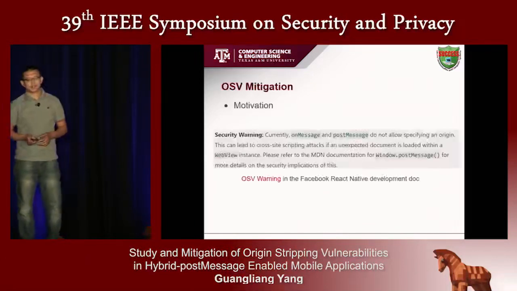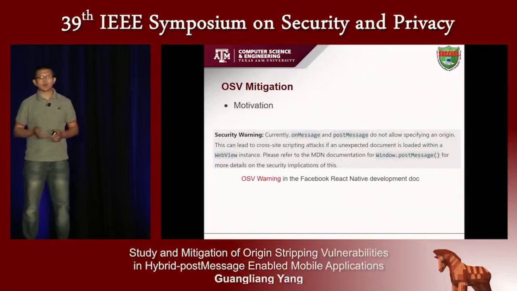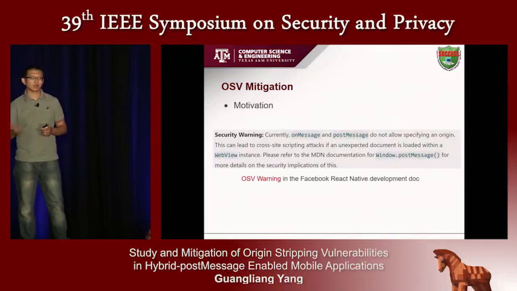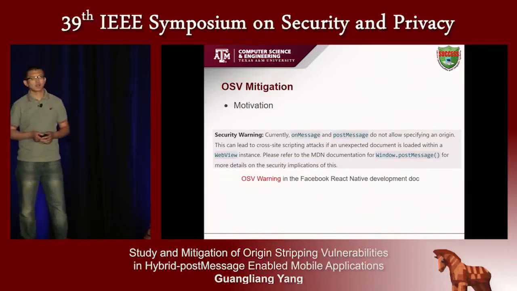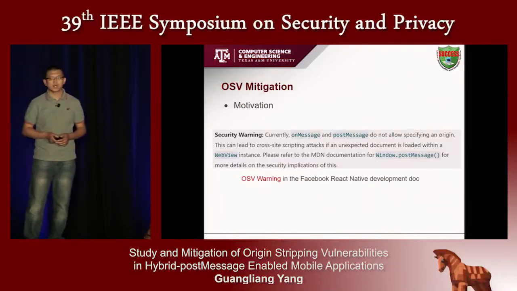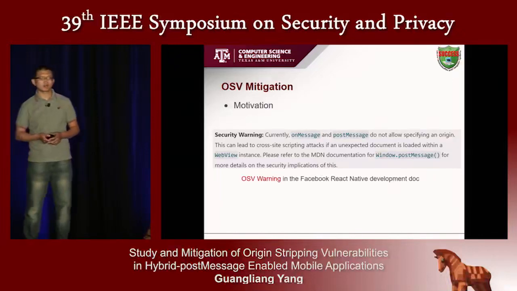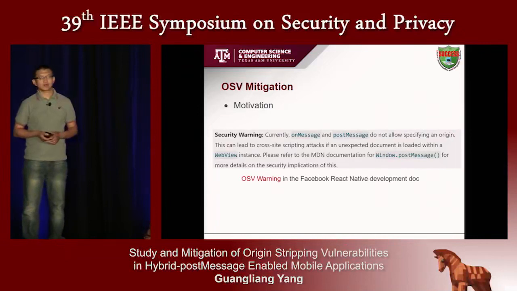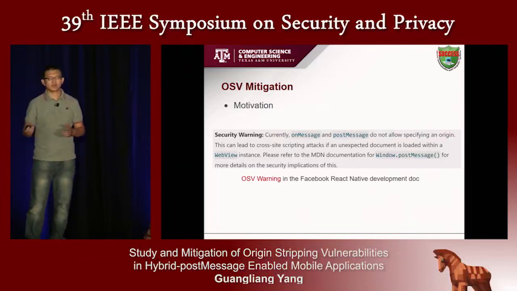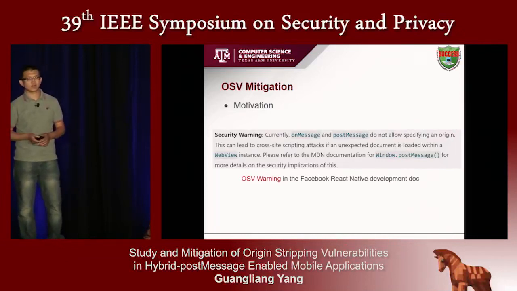OSV mitigation. After we sent our reports, including the program, how to trigger it, and the vulnerabilities we found, based on developers' feedback, we found it's very difficult for developers to fix the problem. This is a snapshot of the development documentation of the Facebook React Native framework. Here, the developer just gave a security warning. It's very difficult for them to fix the problem.